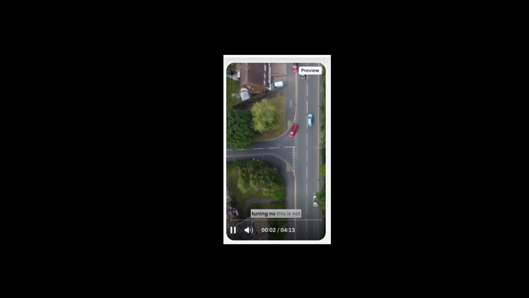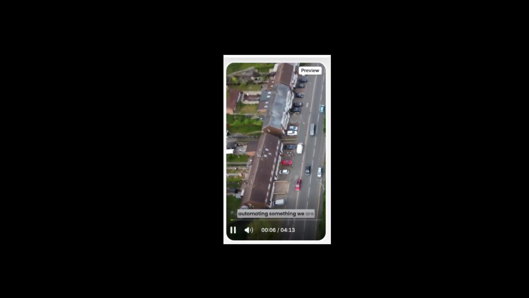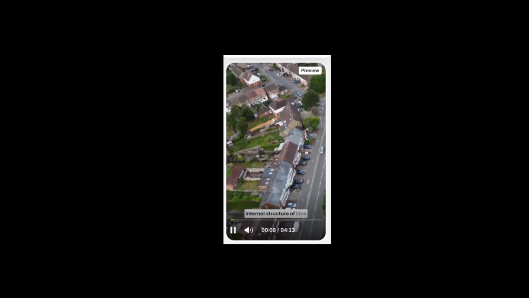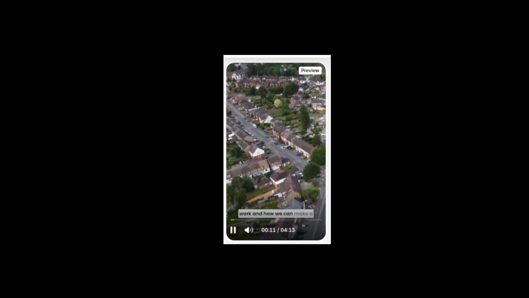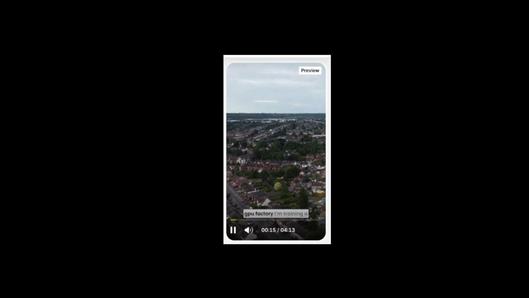Fine-tuning? No, this is not agentic AI. No, this is not automating something. We are trying to showcase how the internal structure of LLMs work and how we can make a model better at something without building a whole GPU factory.